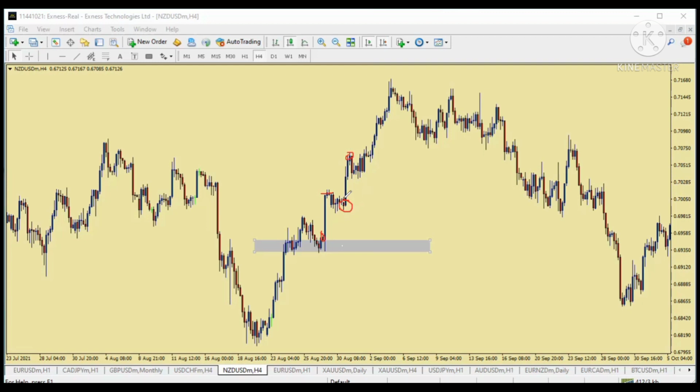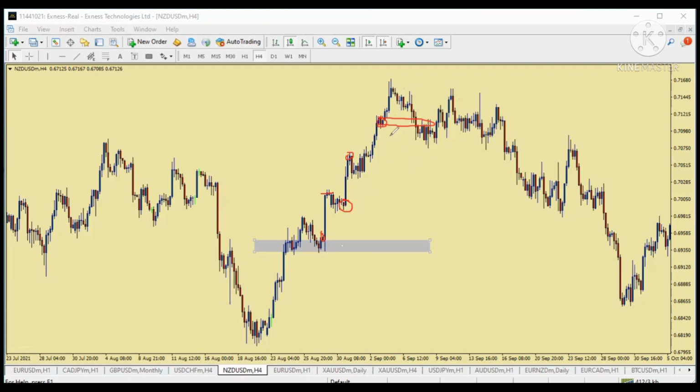I hope you can understand me, guys. Then you can see our last higher high. You can see this is our order block, and in this order block, price closed below this. Now, here comes the trick. Here comes the trick.